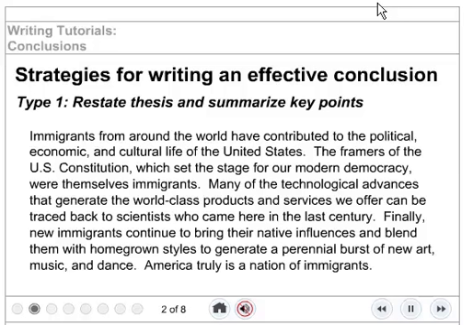If you choose this strategy for a conclusion, reword or paraphrase the original thesis statement and key points of the essay. Don't add any new topics in the last paragraph because you won't have a chance to fully develop a new point with supporting evidence.